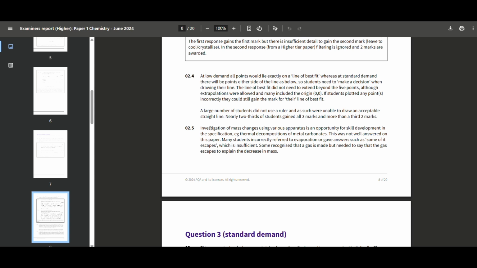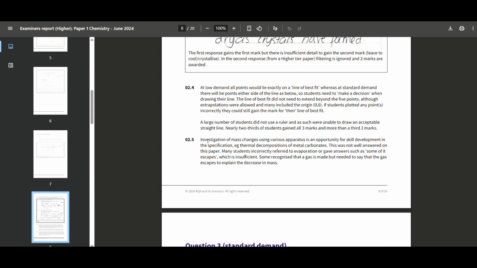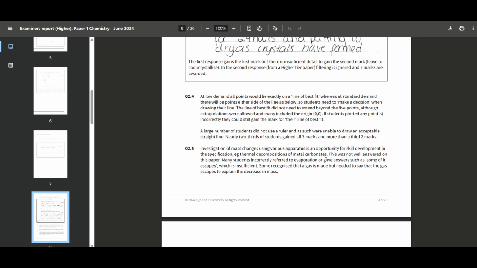So in this case, question 2.5, they have said, investigation of mass changes using various apparatus is an opportunity for skill development in the specification. So for example, thermal decomposition of metal carbonates. This was not well answered on this paper, and many students incorrectly referred to evaporation or gave answers such as some of it escapes, which is insufficient. Some recognized that a gas is made, but they needed to say that it escapes. So they knew that there was a gas being made. They didn't say it escapes.